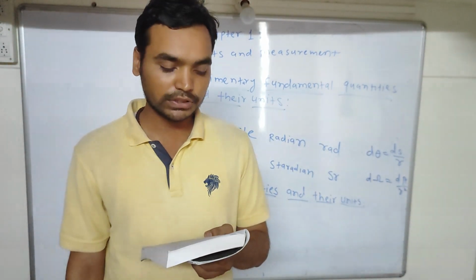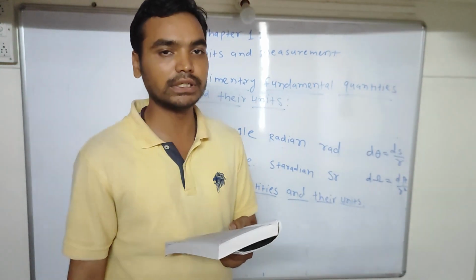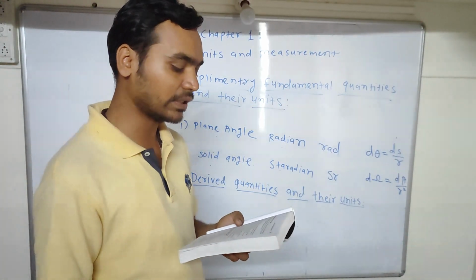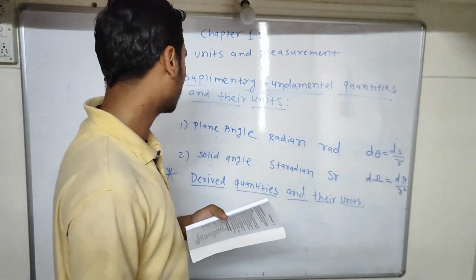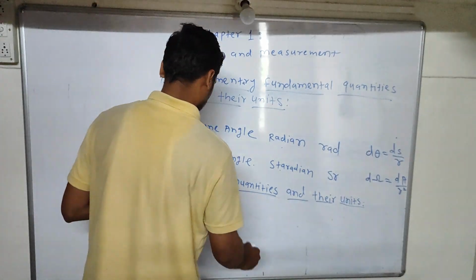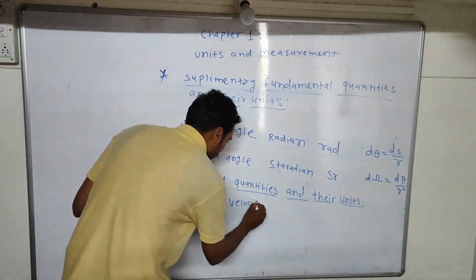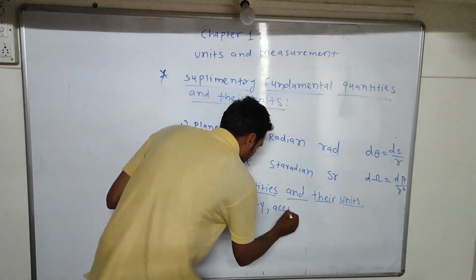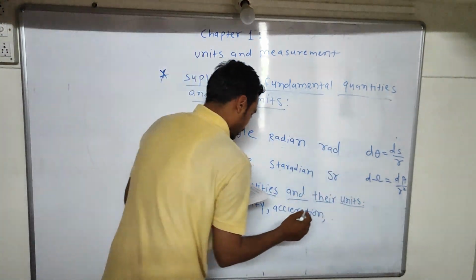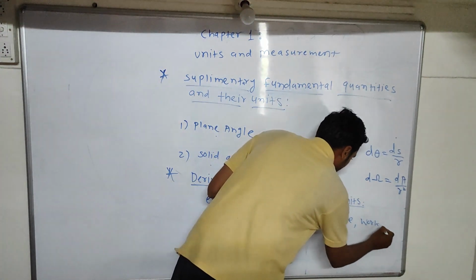What is meant by the derived quantities? Those physical quantities which are derived from fundamental quantities are called the derived quantities, and their units are called the derived units. For example, velocity, acceleration, force, work, etc.